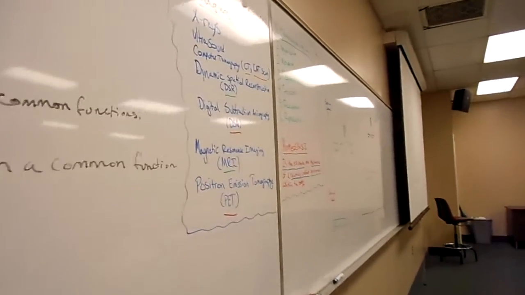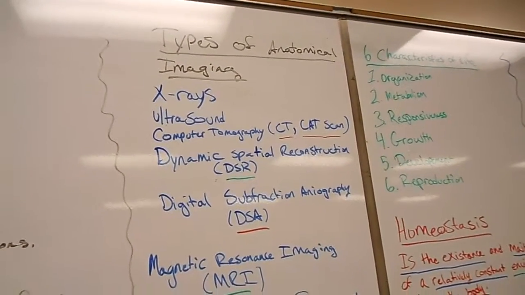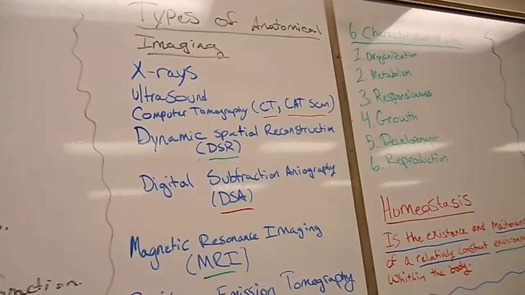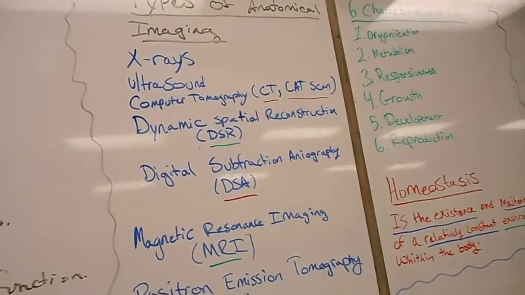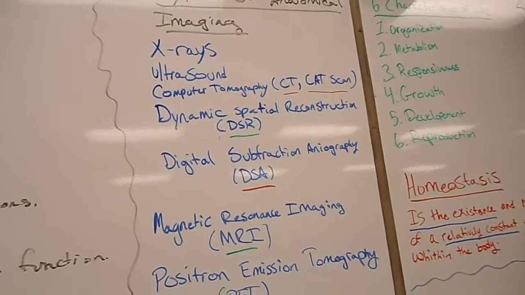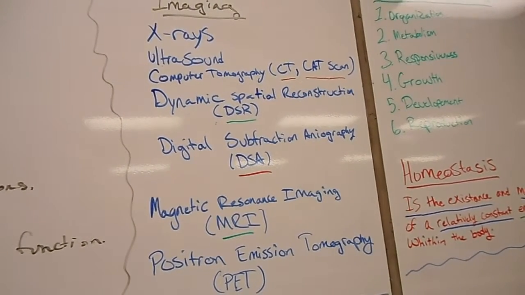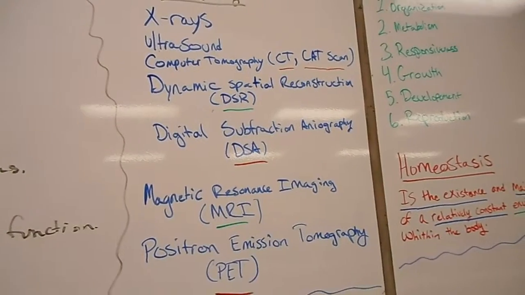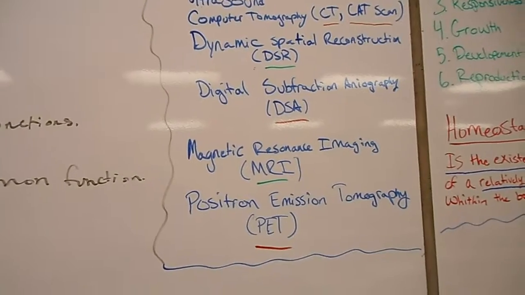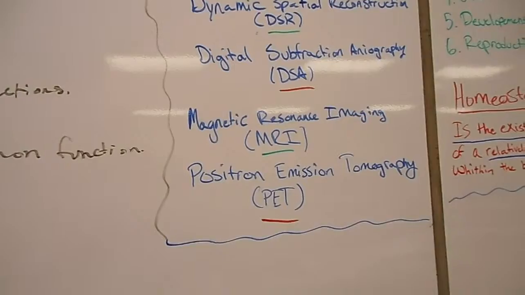Then moving down here, here are the types of anatomical imaging. There are x-rays, ultrasounds, computer tomography, such as a CT scan, CAT scan. Then you have dynamic spatial reconstruction, and that is a DSR. Then you have digital subtraction angiography, and that is DSA. Then you have magnetic resonance imaging, it's an MRI, positron emission tomography, and that's a PET scan, PET.